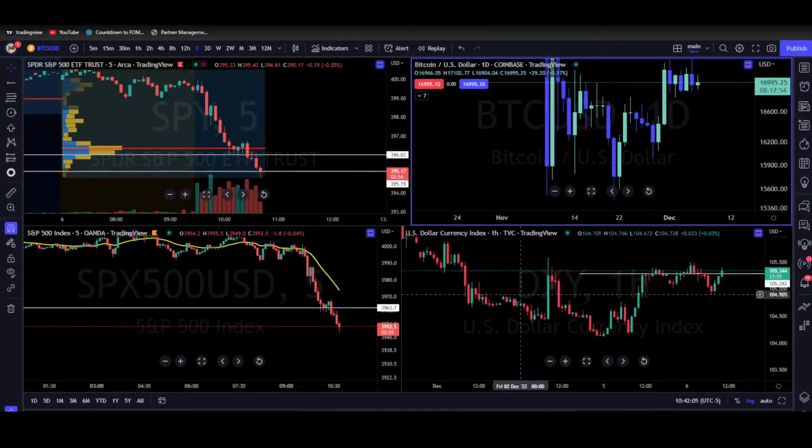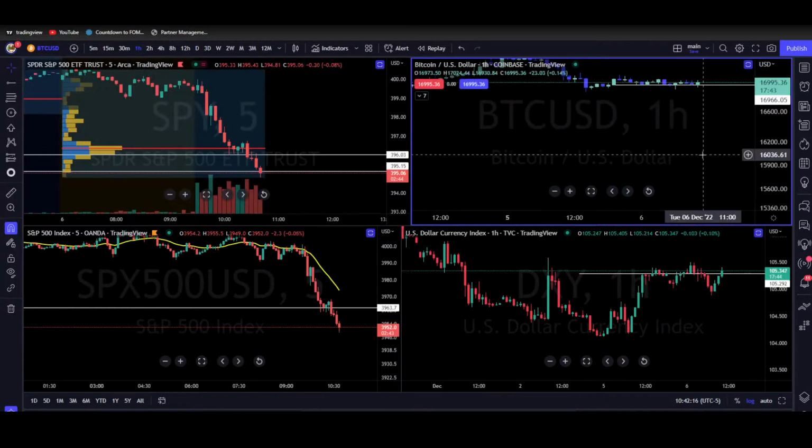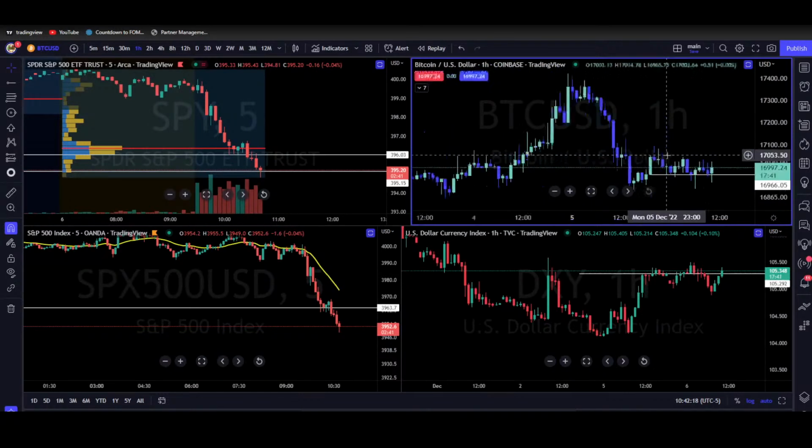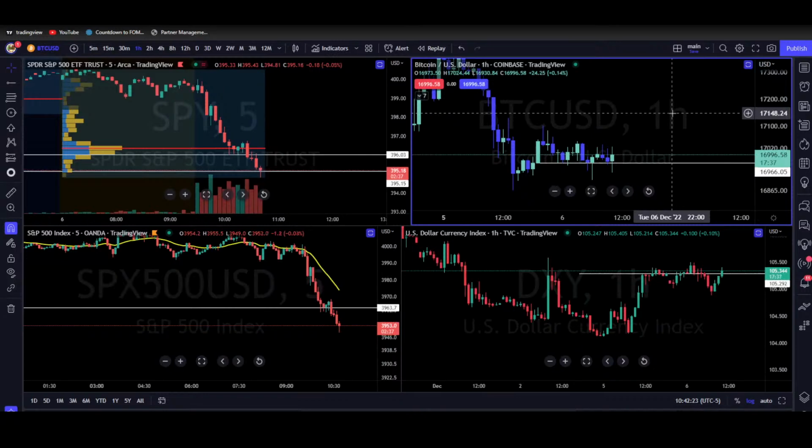Bitcoin is still green on the day. So we'll let that 30-minute candle close, I mean that hourly candle close, and then we'll wrap up the stream, because you know what you're watching for now, right?